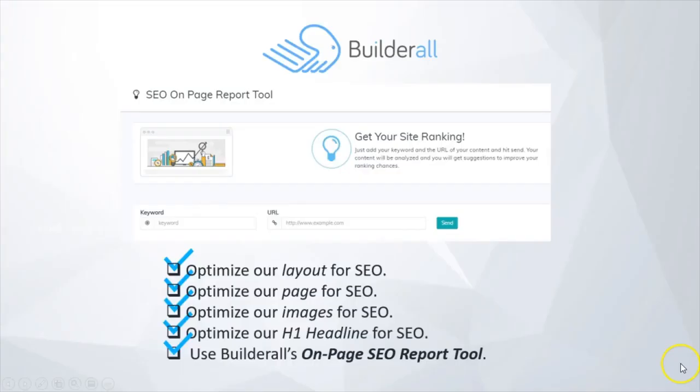Here in the last video of our Build a Website series, we've learned a lot about optimizing our page to rank it higher on the search engines. We learned how to optimize a layout for SEO. We optimized our page for SEO as well. We learned how important it is to optimize all of our images for SEO, and we made certain we had at least one H1 headline on our page optimized for SEO.